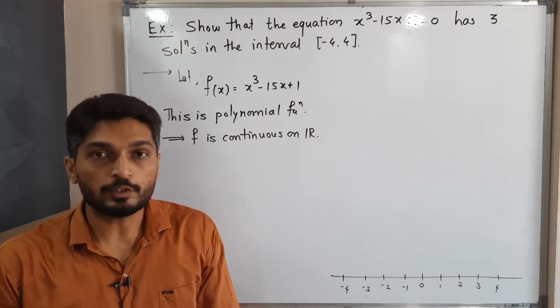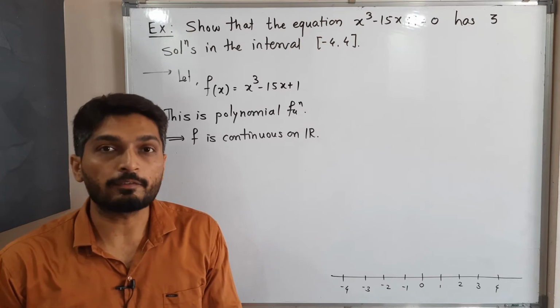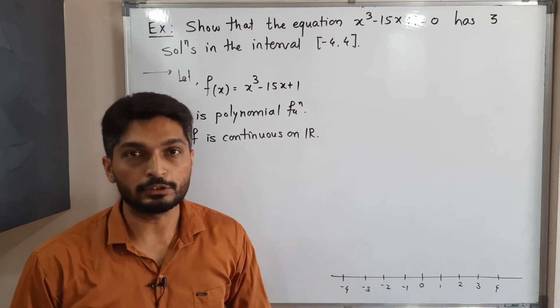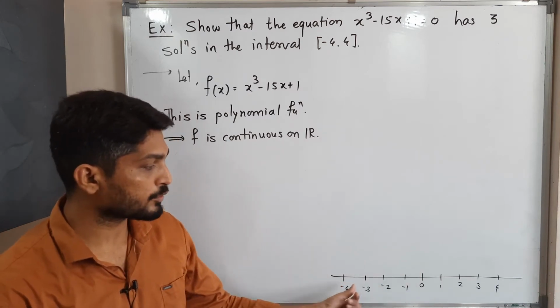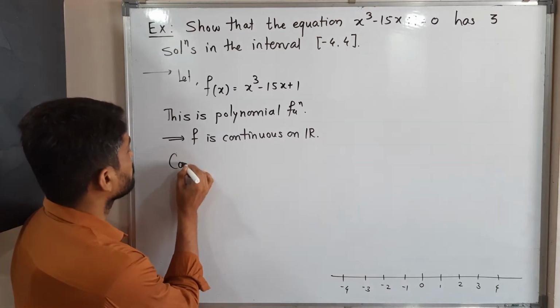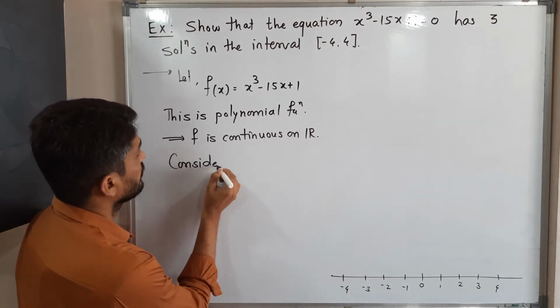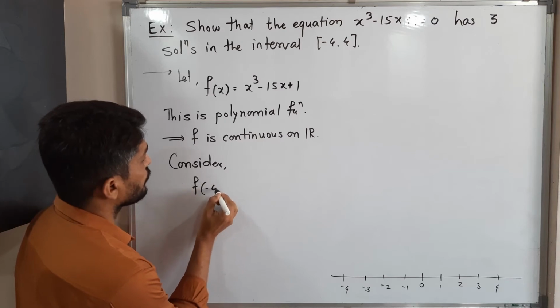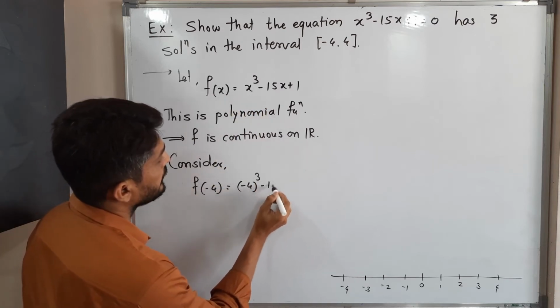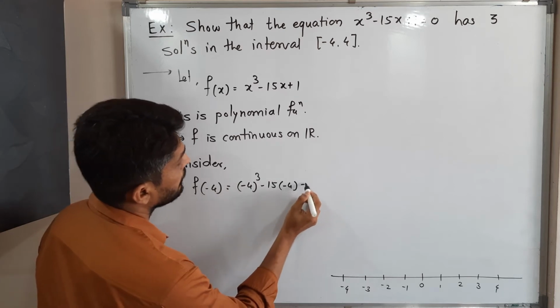First of all, what will we do? We will try to find the values of f. We are going to find values of f at all these integers: minus 4, minus 3, minus 2 and so on. Let us start. So consider f of minus 4. Here we have to put minus 4 cube minus 15 times minus 4 plus 1.